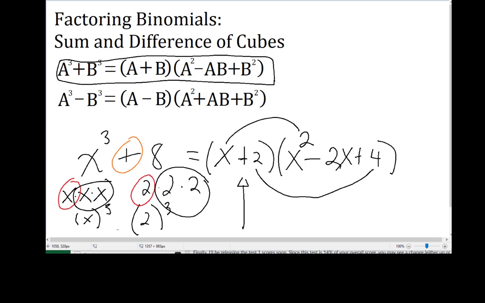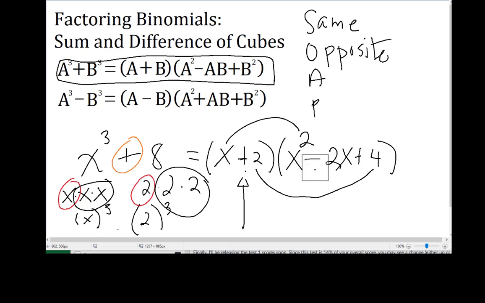Now the signs go like this. SOAP. Same sign, same as the problem. Opposite sign, opposite from the problem. Always positive. That's this last one. Always positive.